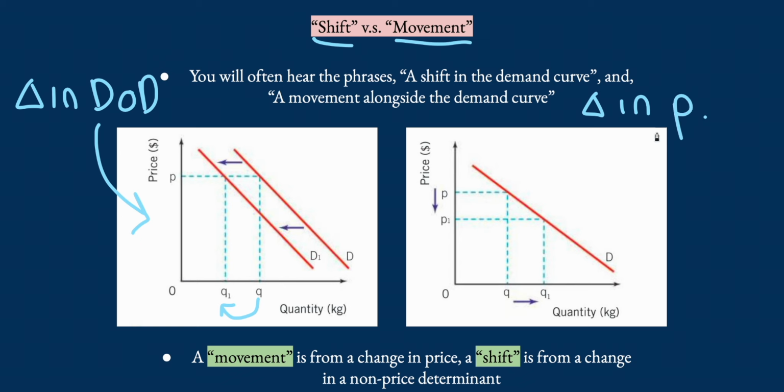So anything that's not related to a determinant of demand is a change in price. As we can see right here, price changes here. It doesn't change here, but price changes here, which then causes a change in the quantity demanded. So we'll be focusing on the price aspect of it here. Okay, and as you can see, a huge difference with a movement alongside the curve is that there's only one curve here. There's not two, okay?